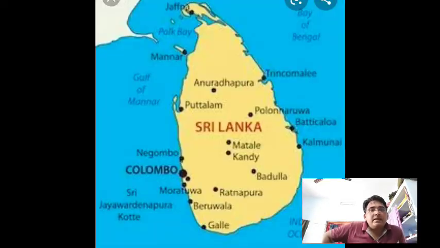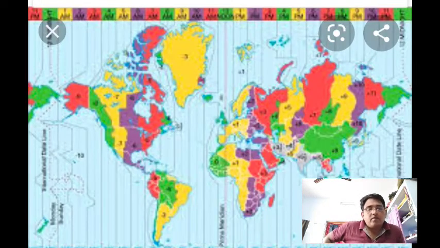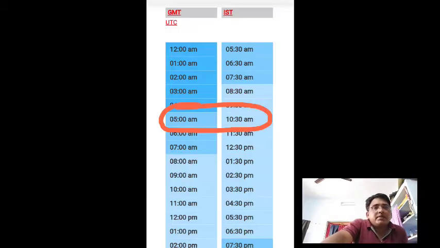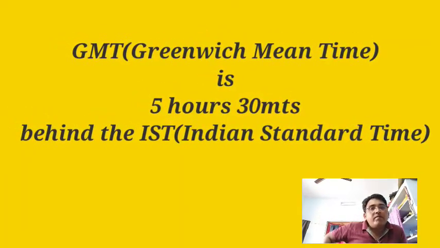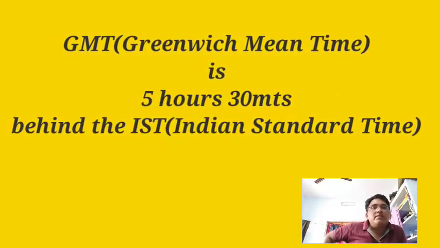Do you know another country also follows the standard timeline? Which country do you know? Sri Lanka follows this timeline also. Indian Standard Time is 5.5 hours forward. Suppose the time at Greenwich is early morning 5 o'clock, then our time is 10:30 in the morning, because our time is 5.5 hours ahead of Greenwich.